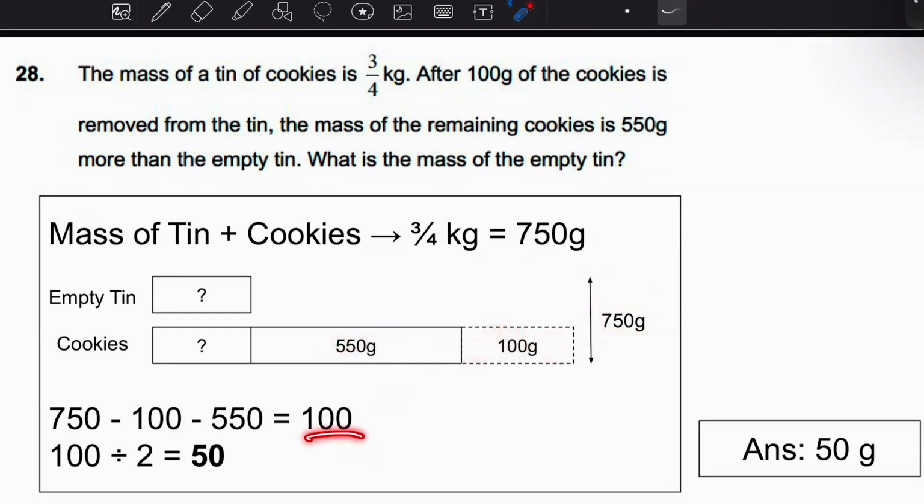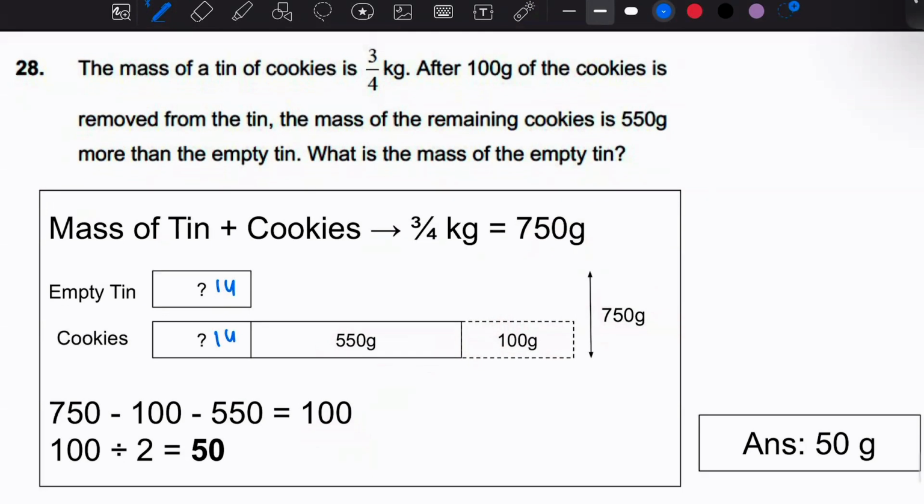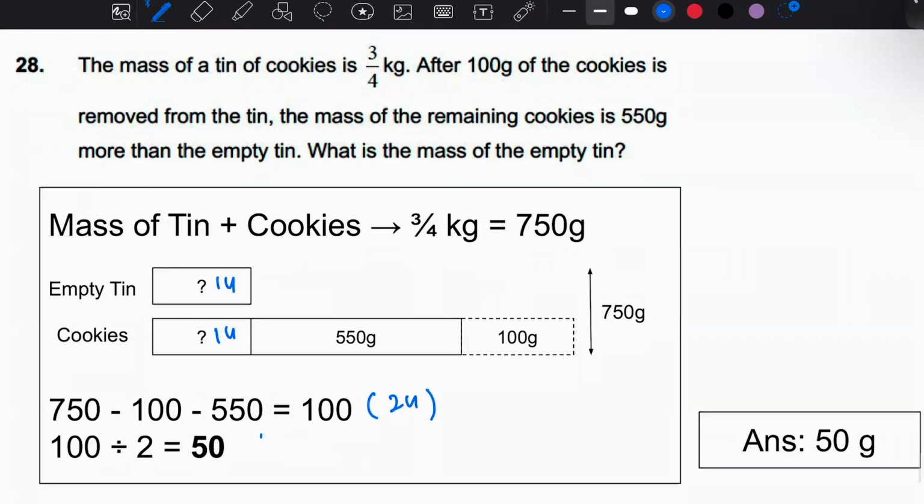I get 100. So technically, you can also say that this is 1 unit and this is 1 unit, right? So technically, this 100 here, you can say that this is 2 units. Okay, and then 100 divided by 2 is equal to 50, which is also your 1 unit. And then just nice, the mass of the empty tin is also 1 unit. So therefore, this is your final answer. Okay, all right. Next question.